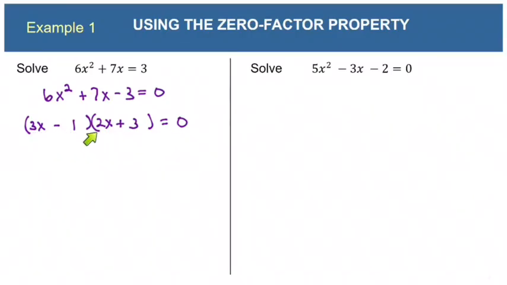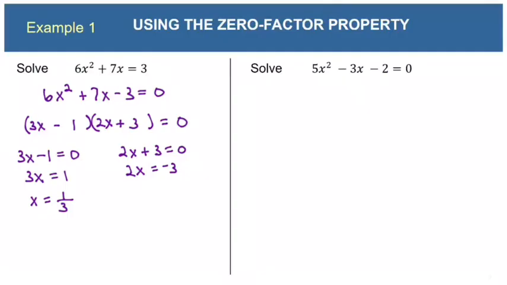Now, if this factor times this factor equals 0, then one of my factors has to be 0. So if 3x minus 1 equals 0, that means 3x equals 1, and that means x equals 1/3. And if 2x plus 3 equals 0, that means 2x equals negative 3, and that means x equals negative 3/2. So our two solutions are x equals 1/3 and negative 3/2.